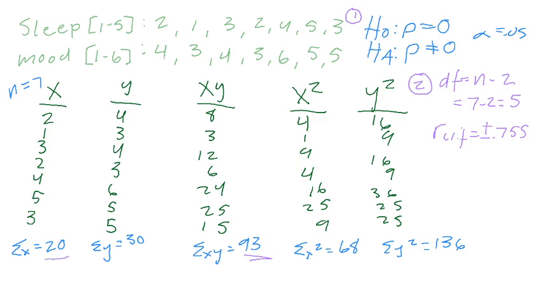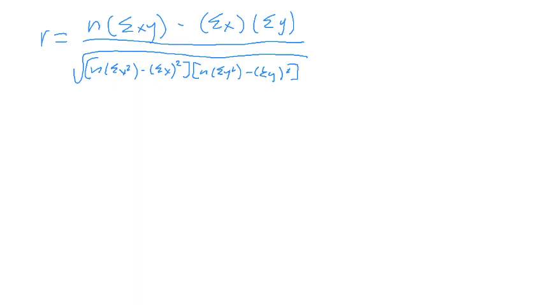And then we need to multiply the sum of x and the sum of y together. So I'll go ahead and do that here. So r is equal to 7 times 93 minus 20 times 30. All right, that's our numerator.